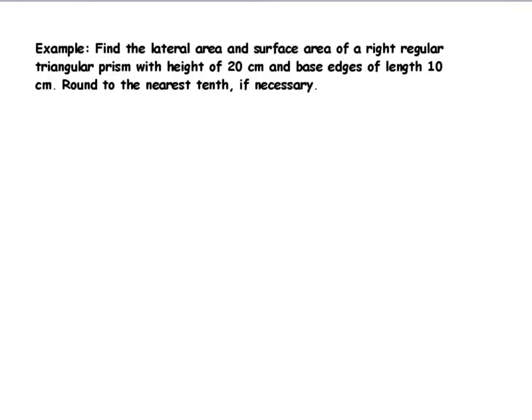All right, so first example: find the lateral area and the surface area of a right regular triangular prism with a height of 20 and a base edge of 10, rounding to the nearest tenth if necessary. You guys know I always like to start with formulas. This is a prism, so to find the lateral area of a prism, you have to take the perimeter of the base times the height of the solid. First things first, if this is a right triangular prism, I'm going to draw a picture of my base here. Remember, it's regular, so each side is going to be 10.